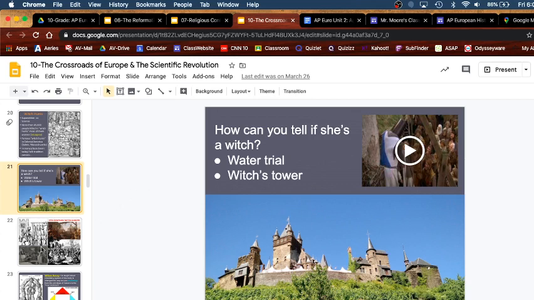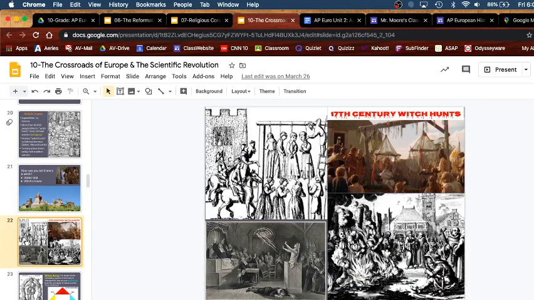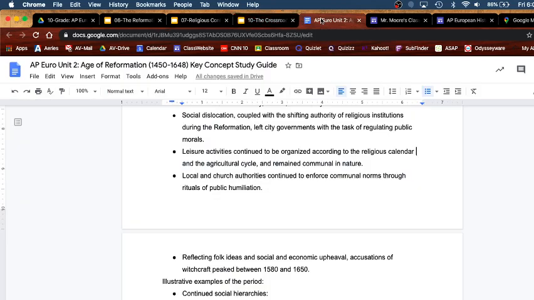And anyways, that doesn't sound like the brightest way to determine if somebody is a witch. But witch hunts are some of the scary, during the 1600s really is when we hit this peak of witch hunts.